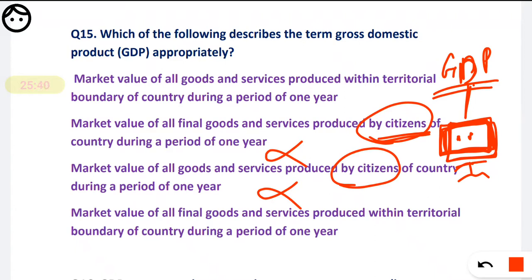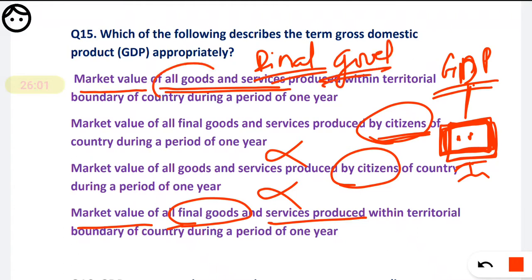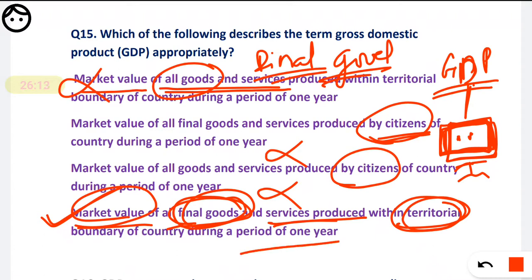See the last option, market value of all the final goods and services. See the first option, why is it not correct? In the first option, it says market value of all goods and services. But the important thing is that in GDP we only consider the final goods. Final goods means those that are ready to sell. Here the word final is missing, that's why this is not correct. And the last option is the most correct, that it is the market value of all final goods and services produced within a territorial boundary during a period, say 1 year.